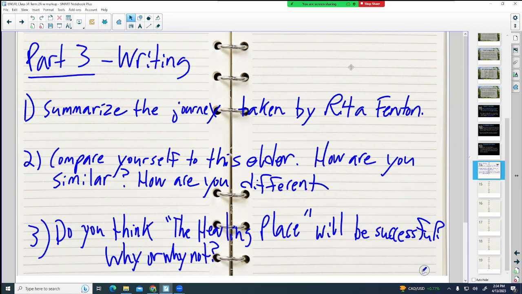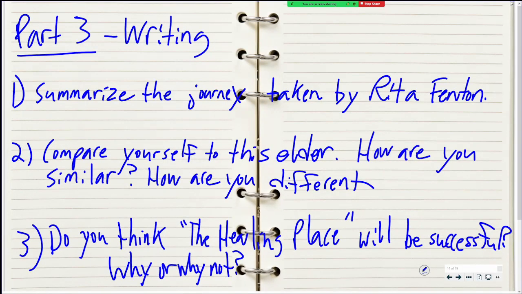Right, so we were asked to take on these 3 assignments. So these 3 writing prompts: summarize the journey taken by Rita Fenton, compare yourself to this elder, how are you similar, how are you different, and do you think the healing place will be successful, why or why not? So with that in mind, what I would suggest doing is to just jot down some notes, right? What we're doing here is like an outline for the article, just sort of break it down.